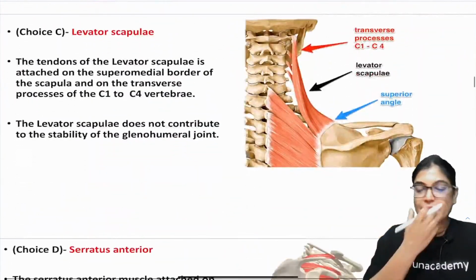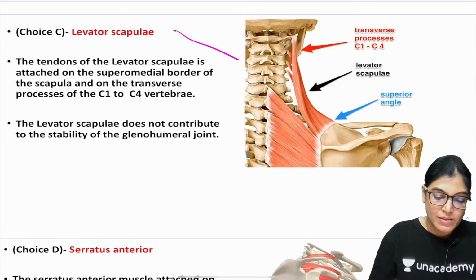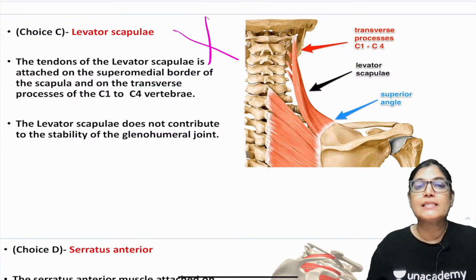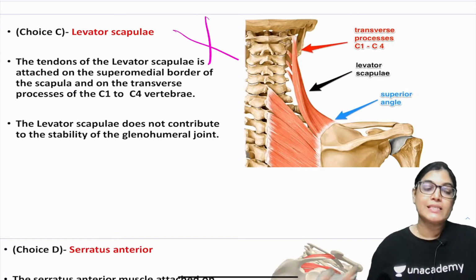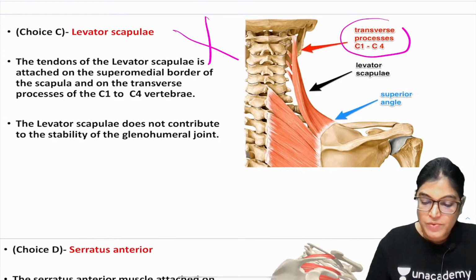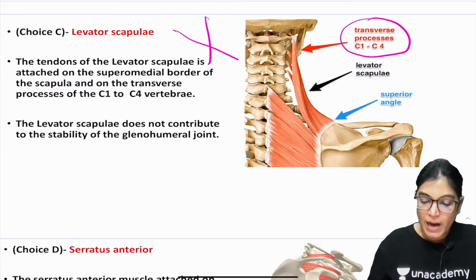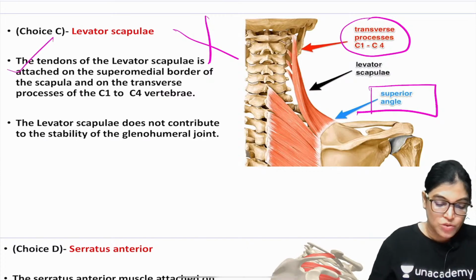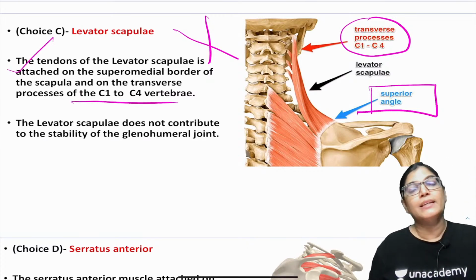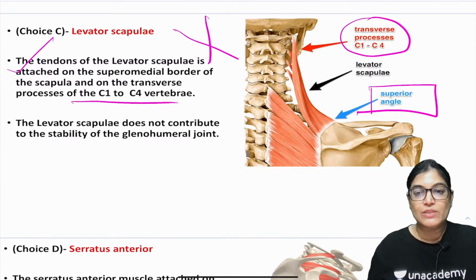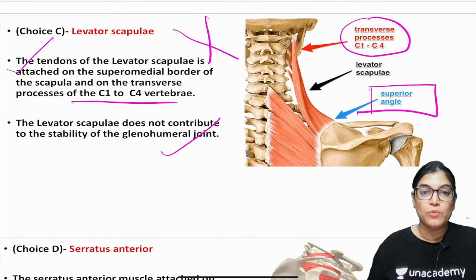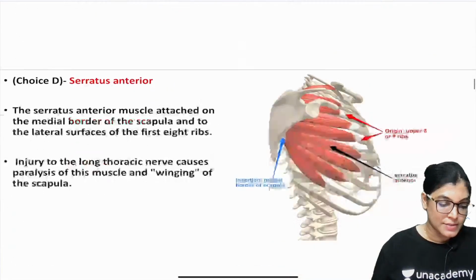Now moving on to the next, levator scapulae muscle. One of the options was levator scapulae. Again this option is absolutely wrong. It can't be compressed because it is not related to the acromial process of the scapula. This muscle originates from the transverse processes of C1 to C4 cervical vertebrae and is inserted into the superior angle of the scapula. So it is attached to the superomedial border of the scapula and the transverse processes of C1, C2, C3 and C4 vertebrae, and it does not contribute to providing stability to the glenohumeral joint. So this is the reason it can't be the correct answer.